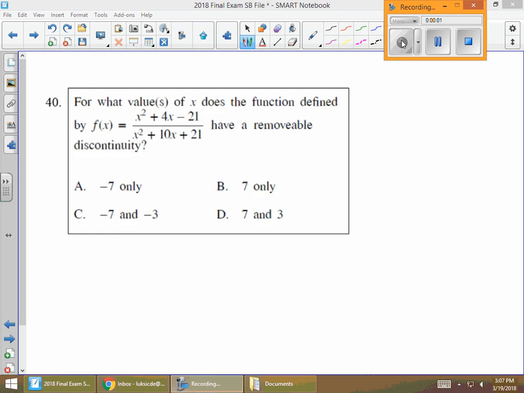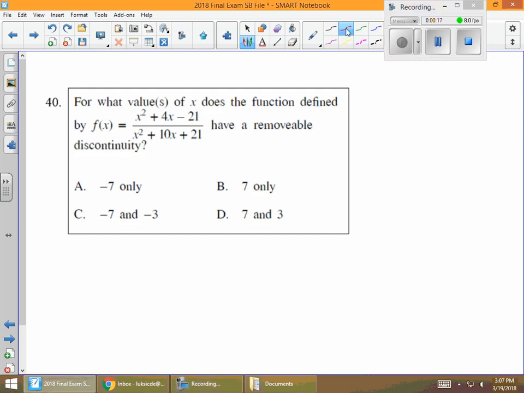Okay, more limits problems, but these are really disguised rational functions problems. So for number 40, for what values does the function have a removable discontinuity? What you want to look for is factoring and what you can cancel.